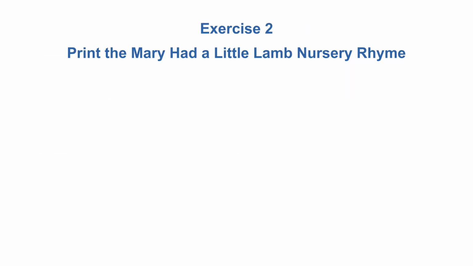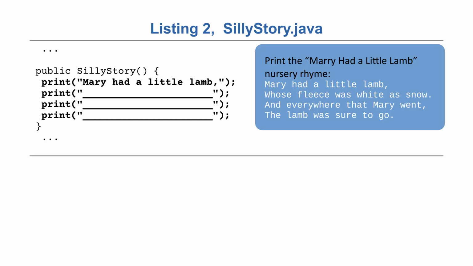Exercise 2. Print the Mary Had a Little Lamb nursery rhyme. Mary had a little lamb whose fleece was white as snow, and everywhere that Mary went, the lamb was sure to go. Run it. What happened? It should have printed the nursery rhyme.